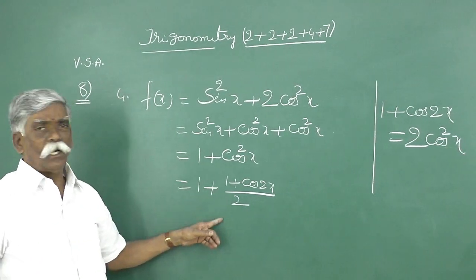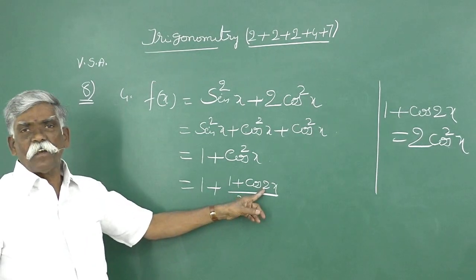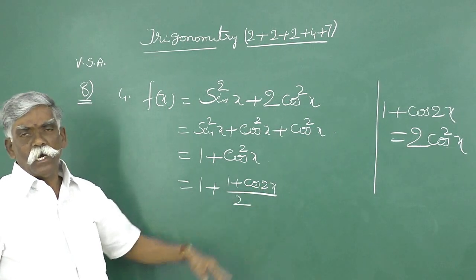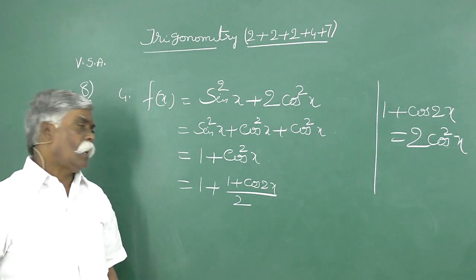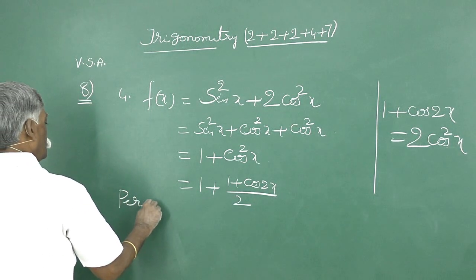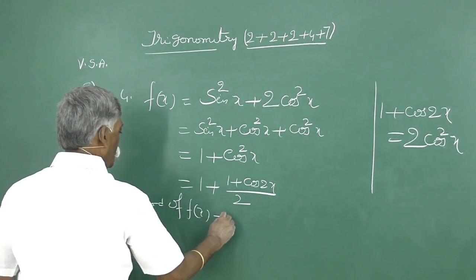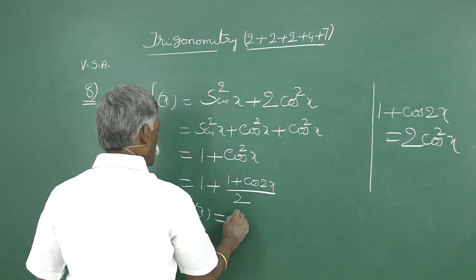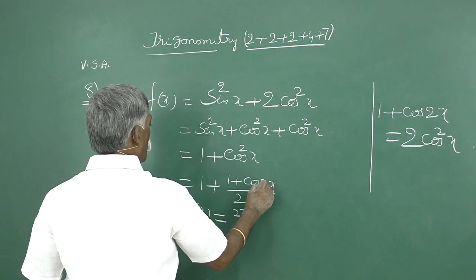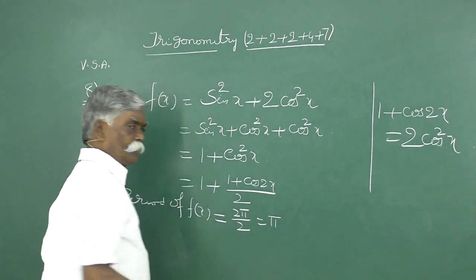This 1 and 1 by 2 cannot affect the period. The coefficient of x is only necessary. Coefficient of the angle x is 2 and the period of cos is 2 pi. Hence, required period, so period of f of x is equal to, originally the period for cosine function is 2 pi, and since the multiple of x is 2, it is 2 pi by 2, hence it is equal to pi.